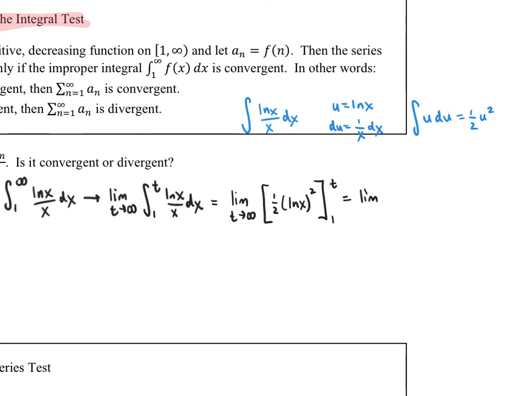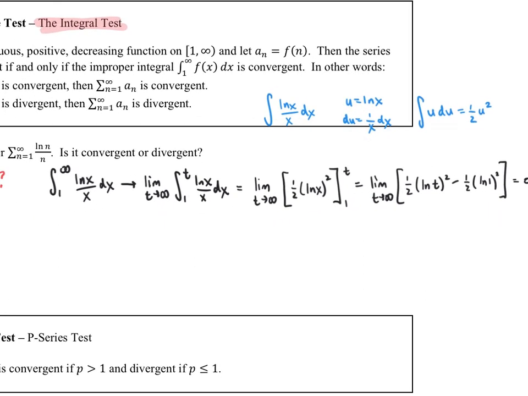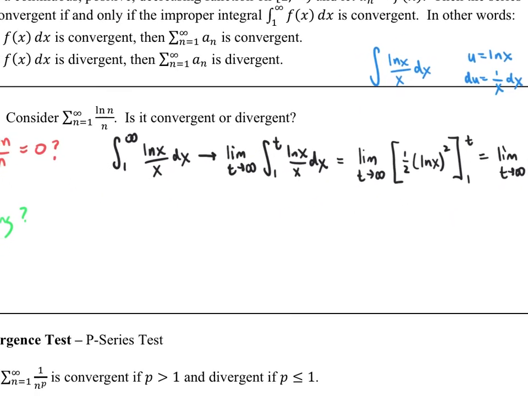So this gives us the limit as t goes to infinity of 1/2 of the natural log of t squared minus 1/2 the natural log of 1 squared. So the natural log of 1 is 0, and the natural log of t as t goes to infinity is going to be infinite. So this particular improper integral does not exist, and since it's divergent, the series is going to be divergent.